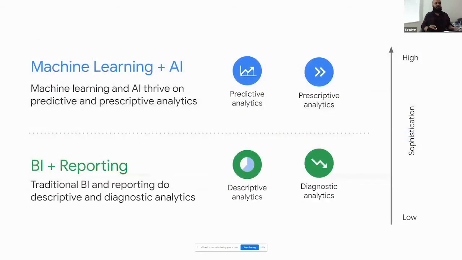Now, a quick differentiation. If you are in a large-scale company, you'll see this more often: BI and reporting is more descriptive in nature, while machine learning is more predictive in nature. When it comes to sophistication, obviously machine learning is a lot more sophisticated. Now, let's quickly jump in and understand the power and what it takes.